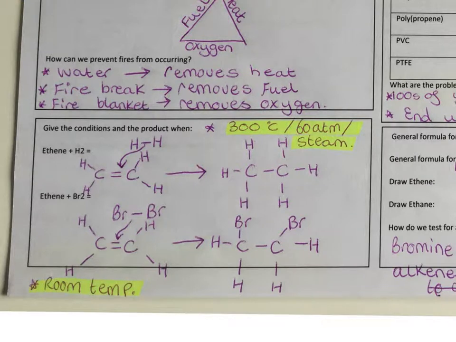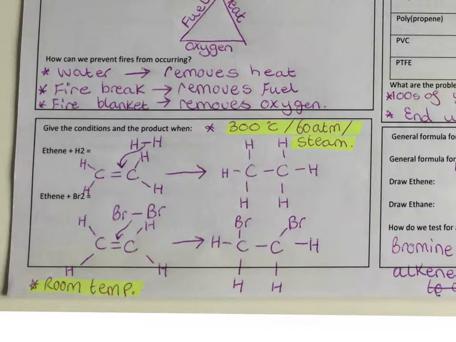When we produce certain things in the fractional distillation column, we can then crack them to produce things like ethene. Ethene is an alkene, and some of the things that you can then do to ethene make it more useful. You can add hydrogen to it. It's called the hydration of ethene. It requires quite a high temperature, pressure and access to a steam catalyst. And as you add the hydrogen over the double bond, because it's quite reactive, you end up with an alkane.